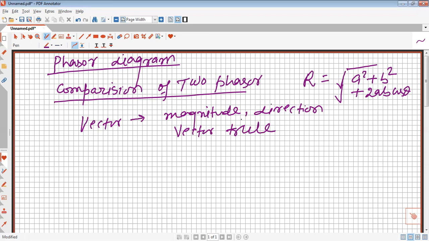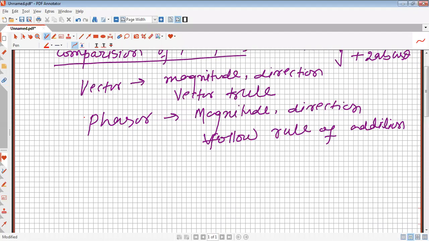The same things are also done with the phasor, but the phasor has one major difference. A phasor also has magnitude, direction, and a rule of addition. We are also following the same rule of addition. So, what is the basic difference between vector and phasor?